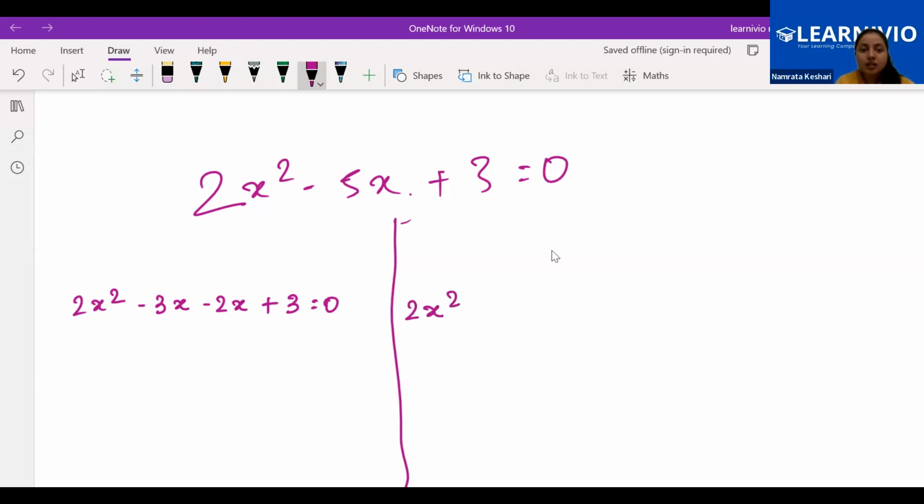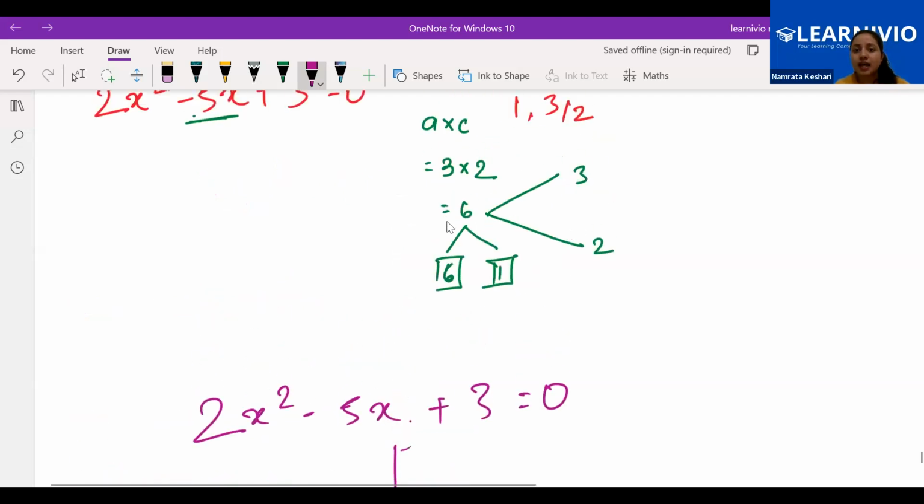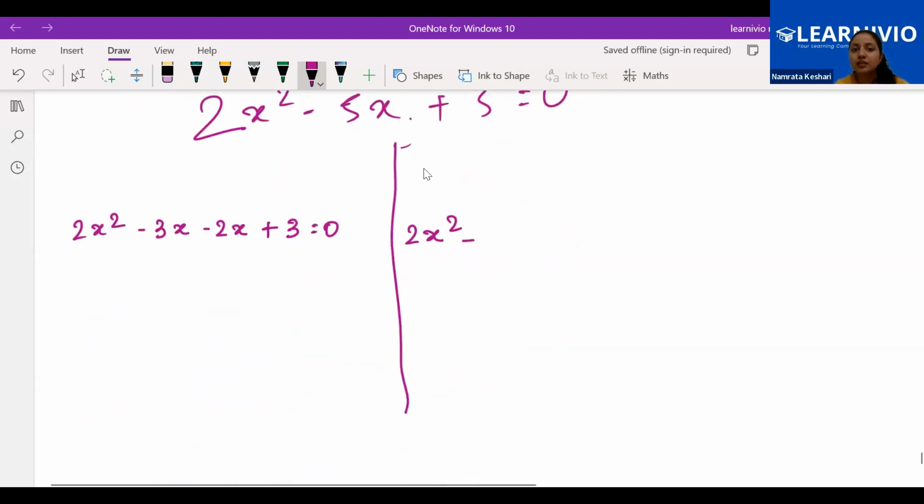So let me check. 2x square, 6x is there. Okay, 6 and 1 is there. So we need negative 5x. So I'm going to take minus 6x plus x. That will only give minus 5x. We don't need 5x. We need minus 5x. Okay. Plus 3 is equal to 0.